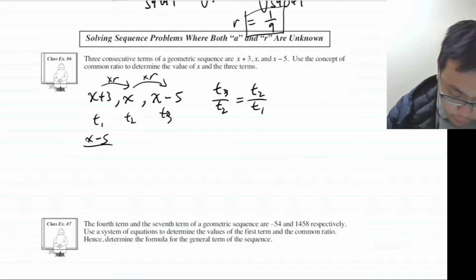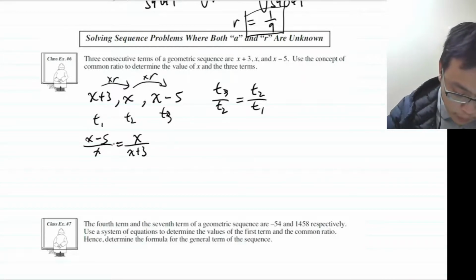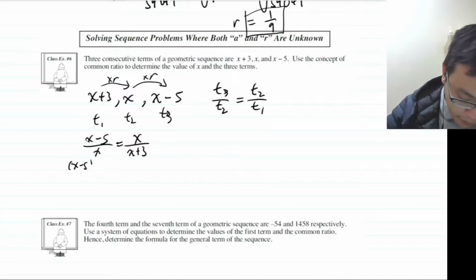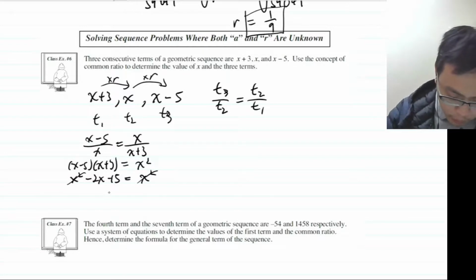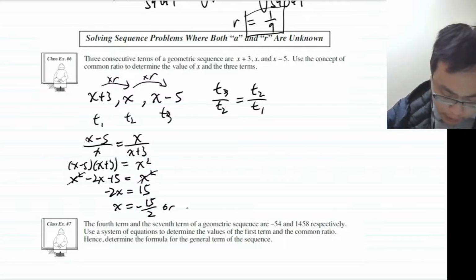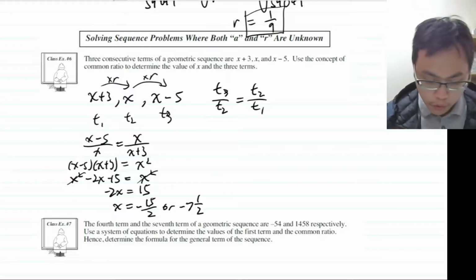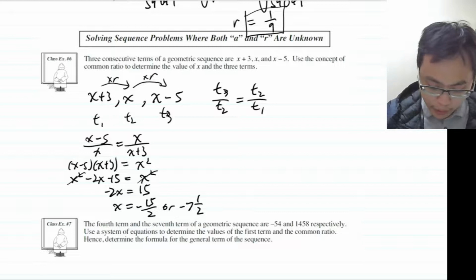(x minus 5) over x is equal to x over (x plus 3). Let's cross multiply, so we have (x minus 5) times (x plus 3) equals x squared. We have x squared minus 5x plus 3x, so that's minus 2x, and minus 15, is equal to x squared. The x squared cancels out on both sides, and so we have negative 2x equals 15. So x is equal to negative 15 over 2, or negative 7.5. Okay, so we found the value of x.